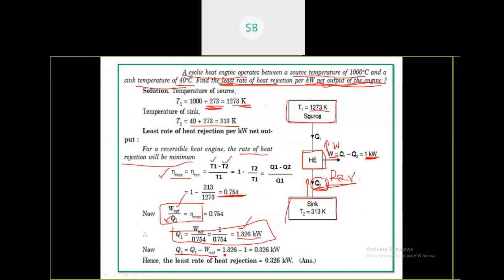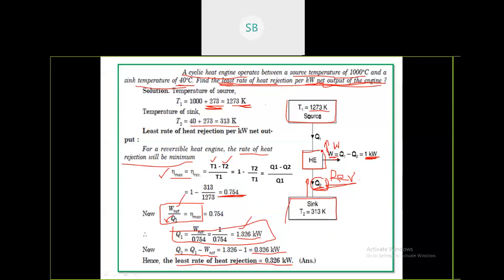So we subtract the net work from Q1, and it is given as 0.326 kilowatt. Hence the least rate of heat rejection will be 0.326 kilowatt. Likewise we find out Q2.